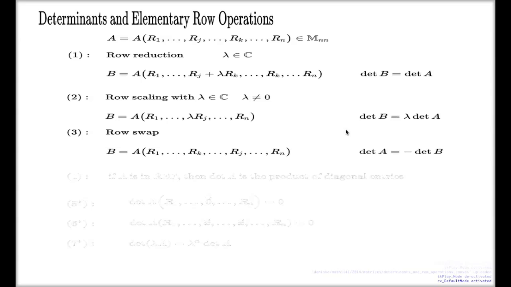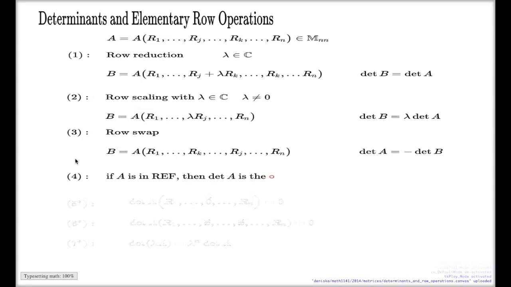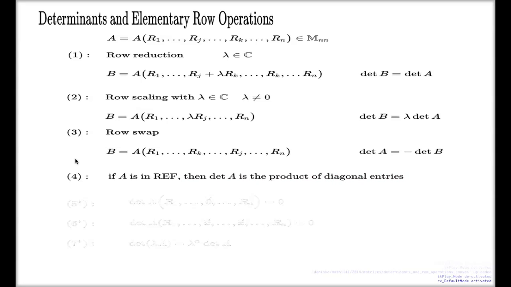Well, the final thing which you have to remember is this. If you have reached the row echelon form by doing your elementary row operations for a square matrix, remember, determinants exist only for square matrices. We don't even try to define determinants for any other matrices. If your matrix is in row echelon form, then finding the determinant of such a matrix is very easy.